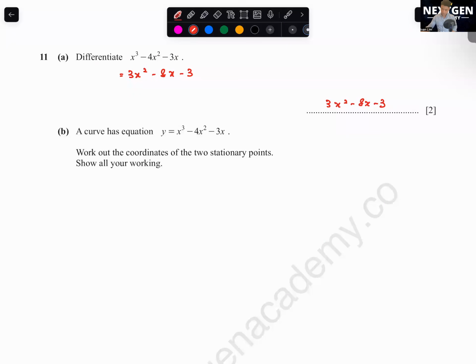Okay, a curve has equation y equals x cubed minus 4x squared minus 3x. Work out the coordinates of the two stationary points. Okay, keyword here is stationary points. What is the meaning of stationary points? And what's the equation of it?